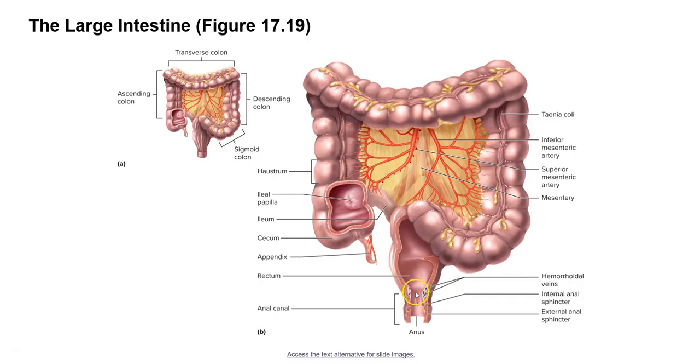Below the rectum, we then have the anal canal, which empties out of the anus. So those are the major regions of the large intestine.